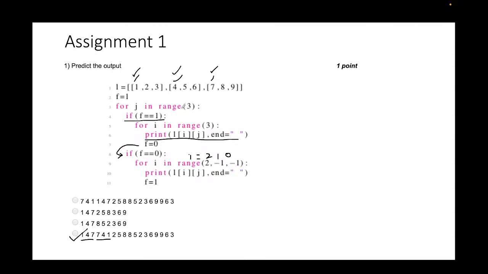And next we'll go to the second column. So after all this, the control will go here. Now j will be updated. j will be updated to 1 from 0. We'll go to the second column and we'll print the second column elements top to bottom and then bottom to top. Similarly, third column top to bottom, bottom to top.